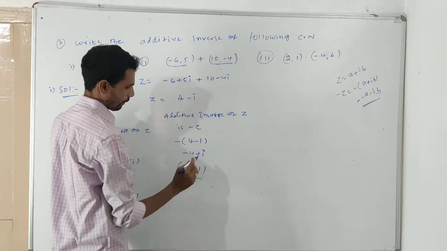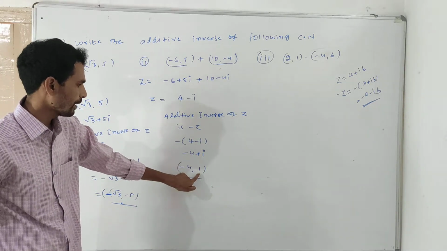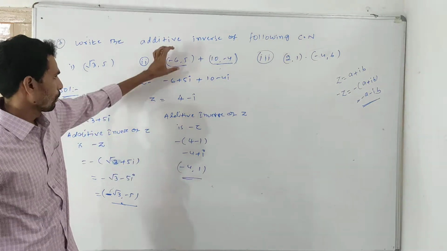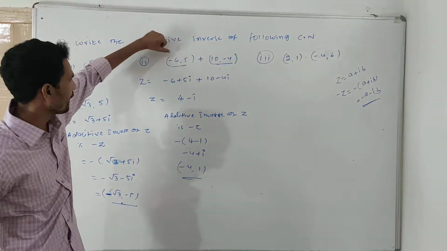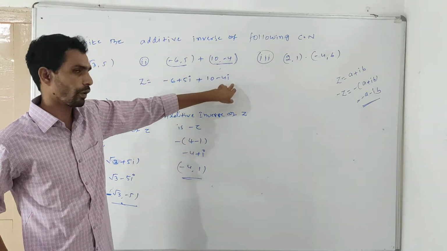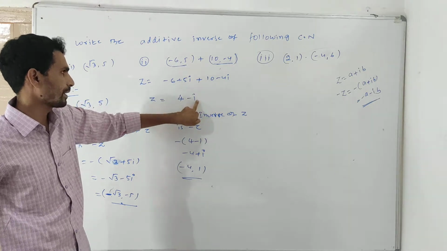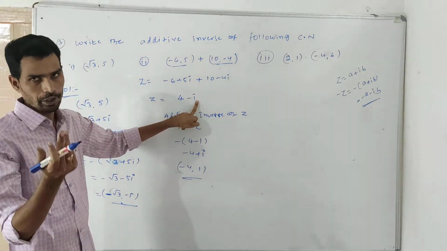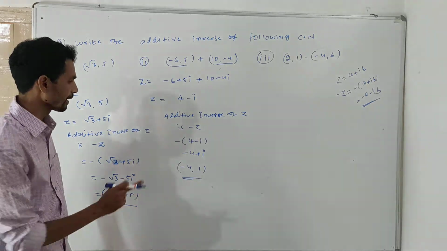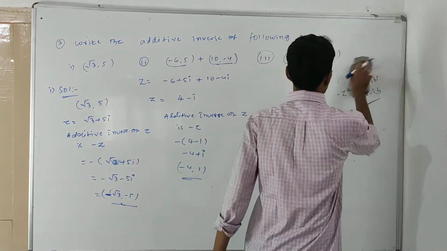Why? Because before i the value is only 1. Here minus 4, and here 1 only. Once again, first one plus second one, indirectly minus 6 plus 5i and 10 minus 4i. What is the real part? Real part is 4, imaginary part is i. What do you want? You want the additive inverse. Additive inverse means just the signs are changed: minus 4 minus i.